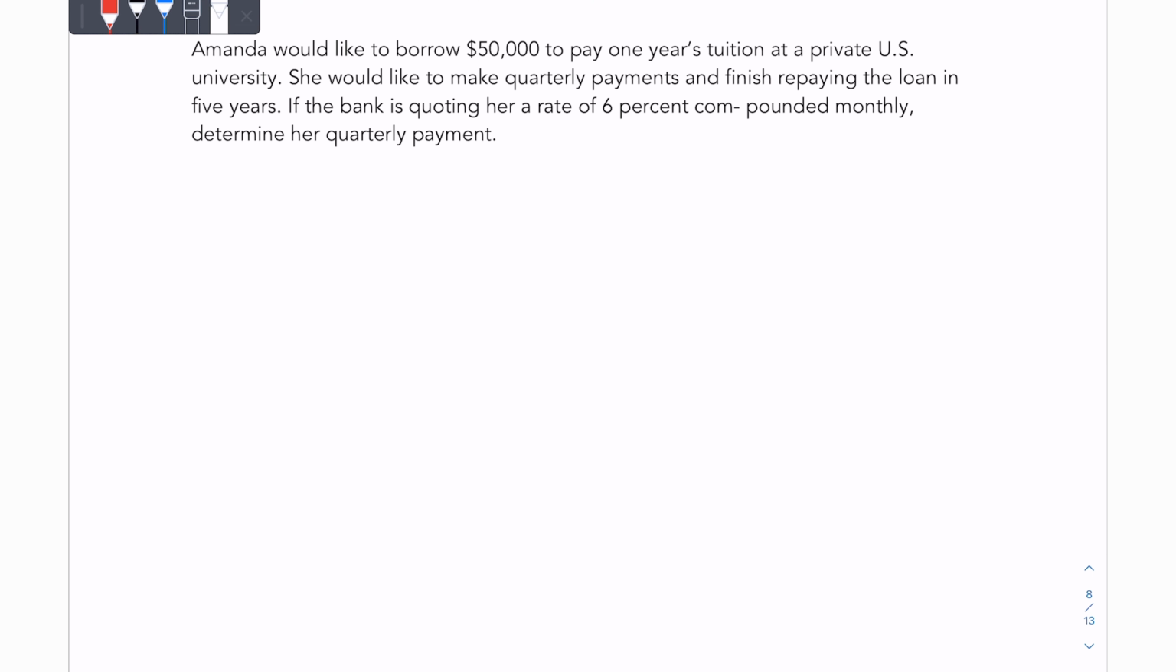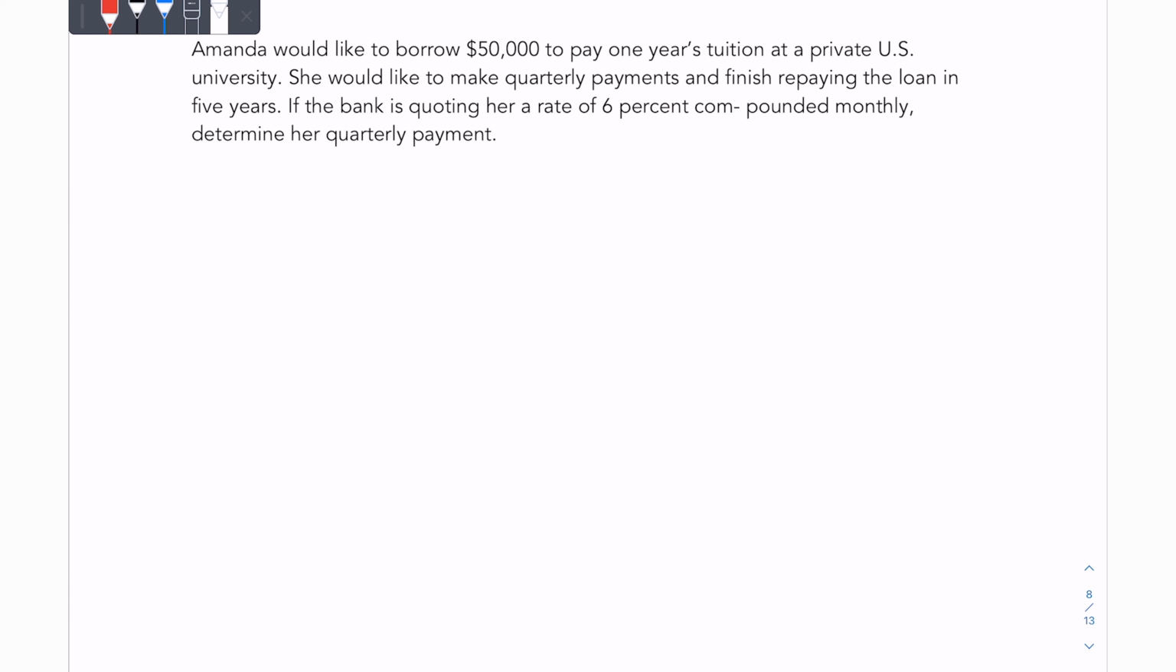Amanda would like to borrow $50,000 to pay 1 year's tuition at a private U.S. university. She would like to make quarterly payments and finish repaying the loan in 5 years. If the bank is quoting her a rate of 6% compounded monthly, what is her quarterly payment?